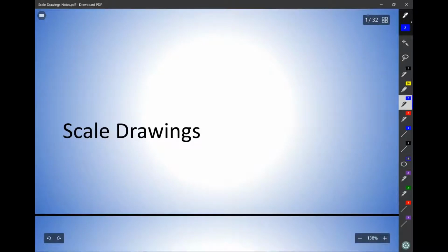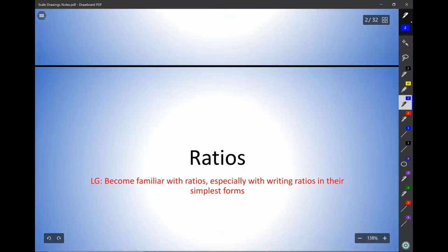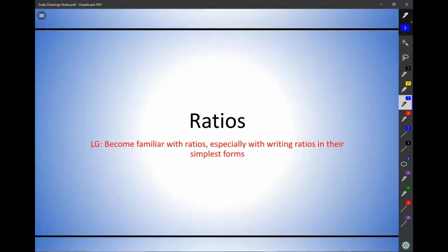Today will mark the beginning of our work on a new unit called Scale Drawings. The topic that we're starting off with is ratios. When we're talking about scale drawings, what we're going to be working with a lot is ratios. So before we can start doing anything with the drawings and plans and maps and stuff like that, we need to make sure we're familiar with ratios. And especially what's going to be interesting to us is making sure we've written them in the simplest form we possibly can.